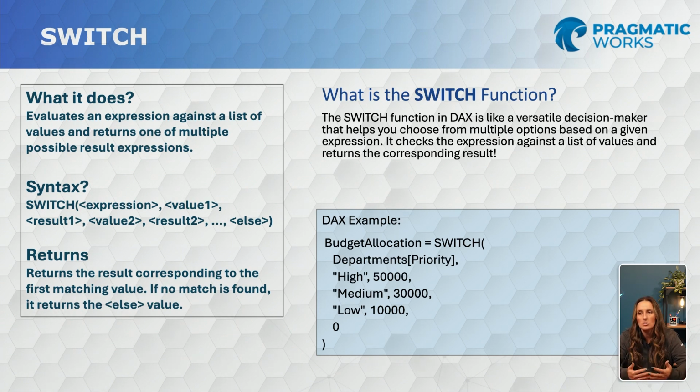What it's pretty much going to do is exactly as it says. You're going to tell it, if it says this, I want you to switch it out for this. Take this value, switch it out for this value. And if no match is found in what you're wanting switched, you can give it that final option of, if it's not here, then put this as the value. So this is like a very versatile decision maker. It's going to help you choose from multiple options based on a given expression. It's going to check the expression against that list and then give you an output.